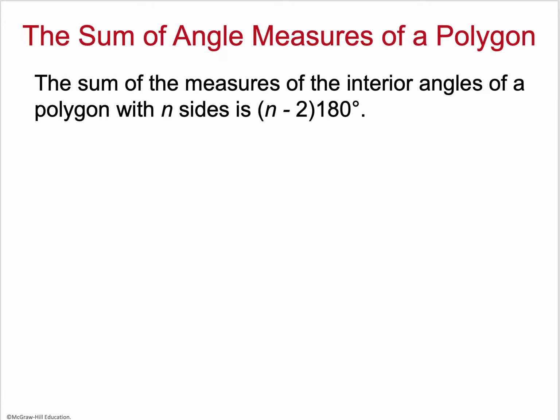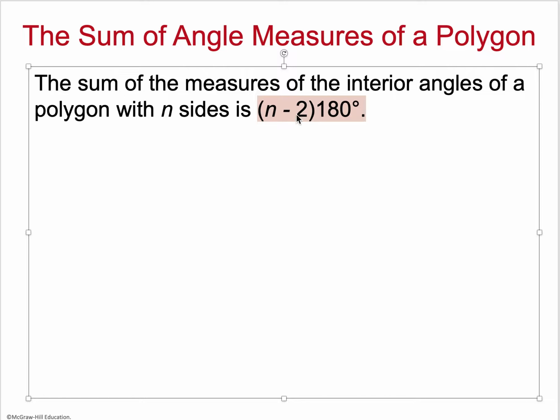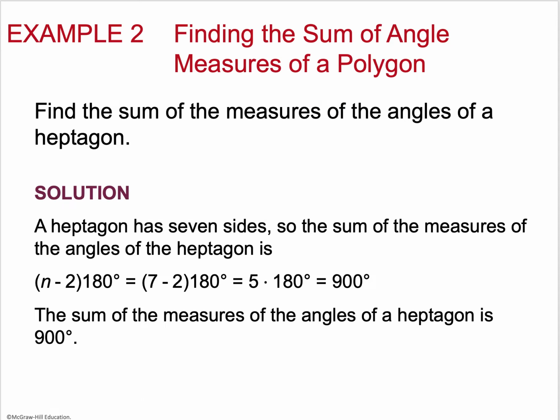Maybe proofs aren't your jam. If proofs aren't your jam, this will work always. N is the number of sides. So if I have a quadrilateral with 4 sides, 4 minus 2 is 2. 2 times 180 is 360. So never fear if you're not great with using those proofs.